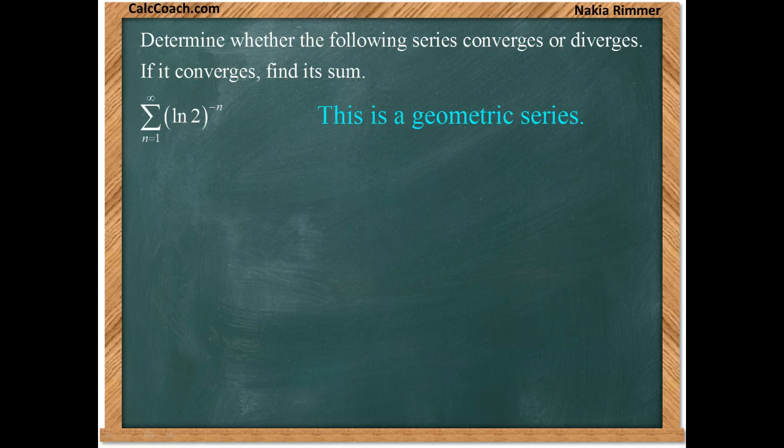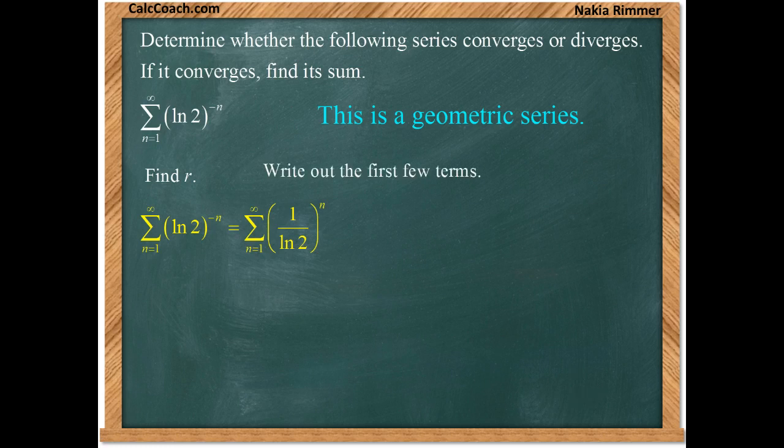And with geometric series, whether they converge or diverge hinges on the value of r. r is the ratio that you multiply each term by to get the next term. To get an idea of what we're looking at, let's go ahead and take that negative n power and write it as 1 over the natural log of 2 all raised to the nth power. Let's write out the first few terms and try to figure out what the ratio is.